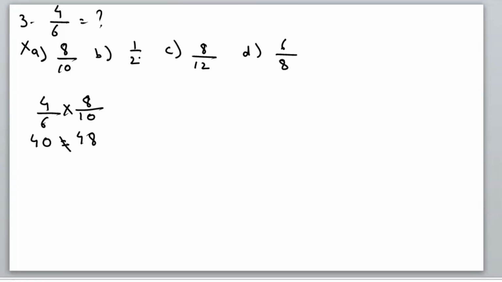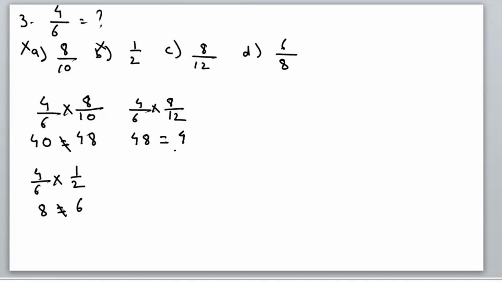Now let's take option B. 4 by 6 times 1 by 2. 4 times 2 will be 8. 6 times 1 will be 6. It means this one is also not equal. So this is also not our answer. Now choose option C. 4 by 6 times 8 by 12. 12 times 4 will be 48 and 6 times 8 will be 48. Here we find our answer. 48 is equal to 48. This means this is our answer. 8 by 12 is equivalent to 4 by 6.